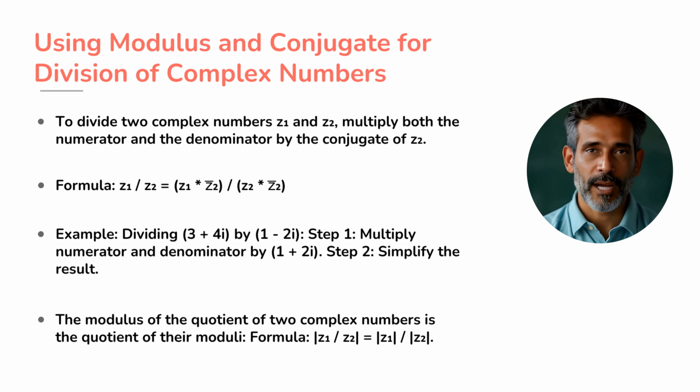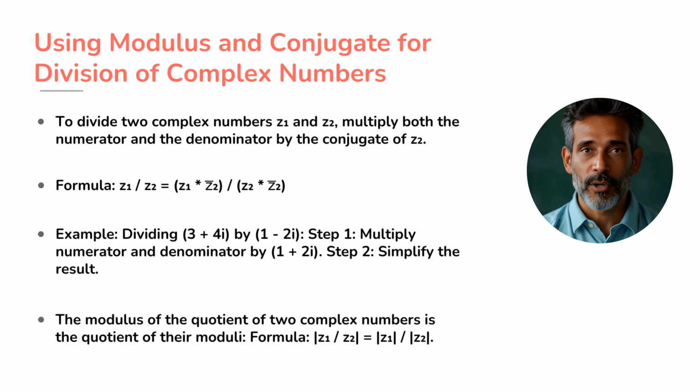When dividing complex numbers, we use the conjugate of the denominator. If z1 = a + ιb and z2 = c + ιd, then z1 divided by z2 equals (z1 times the conjugate of z2) divided by (z2 times the conjugate of z2).